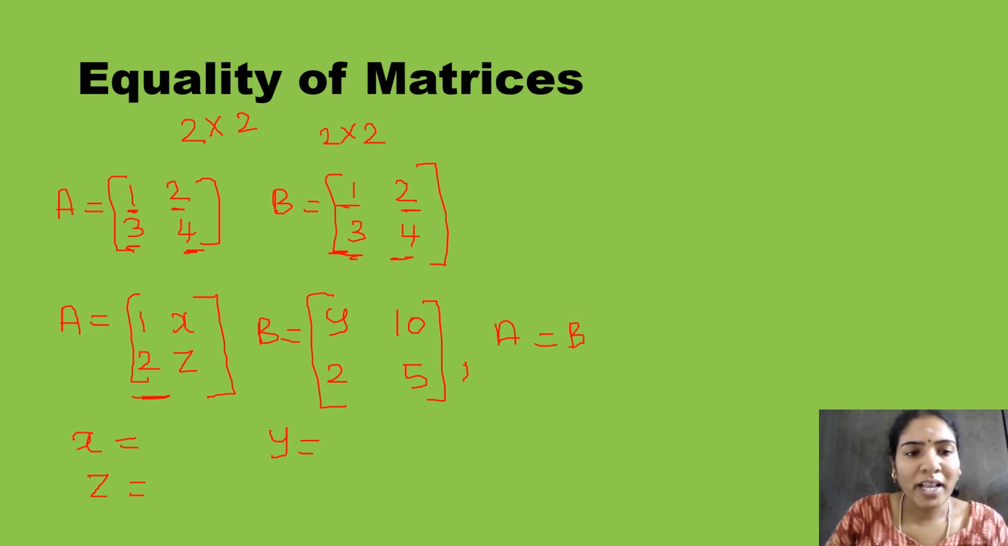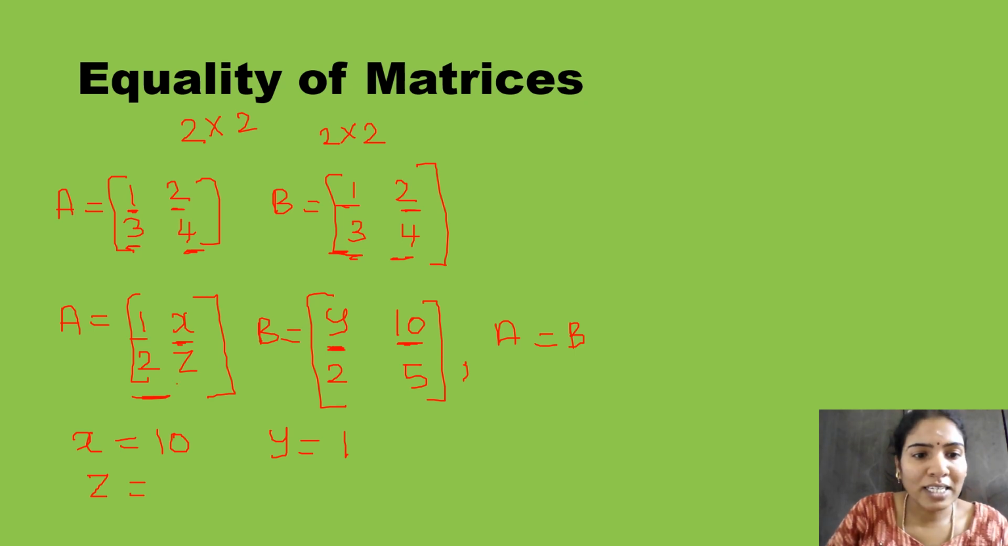Yes. Now x is in first row second column. Just to check the other matrix, what is the value of first row second column? It is 10. So your x value is 10. Yes. Now y, where is it residing? Yeah, it's in first row first column. Now check the equivalent matrix, first row first column, it is 1. So y value is 1.